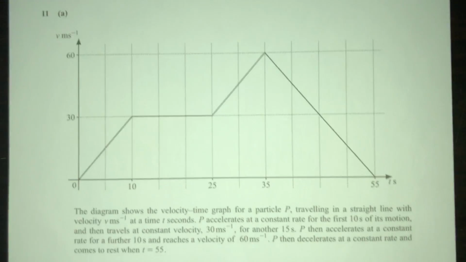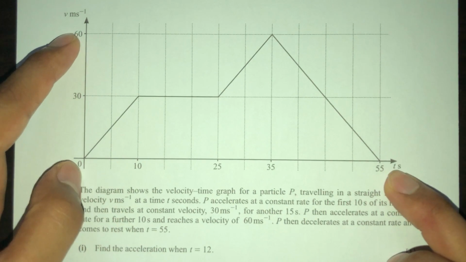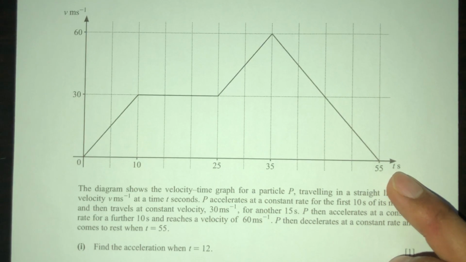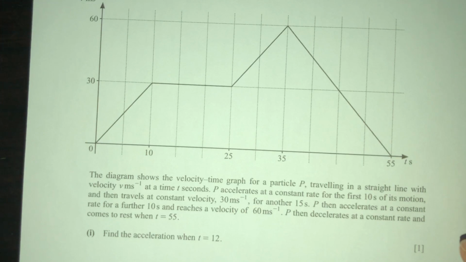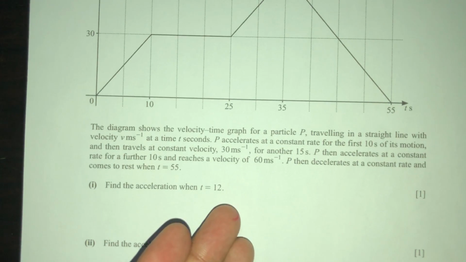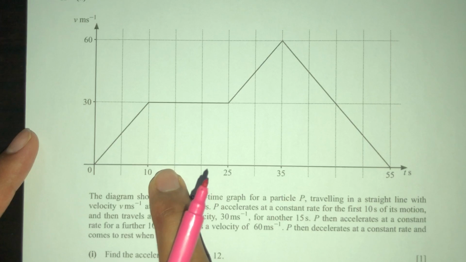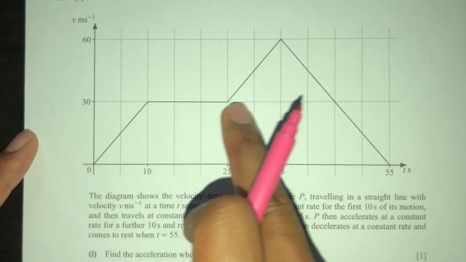Now let's move on to question number 11. So here we have a V against T graph, so velocity time graph for this particle P. Again, you can read this on your own. Let's move on to the question. So we have to find the acceleration when time is equal to 12. Now time equal to 12 will be somewhere over here, right? As you can see, this is flat.